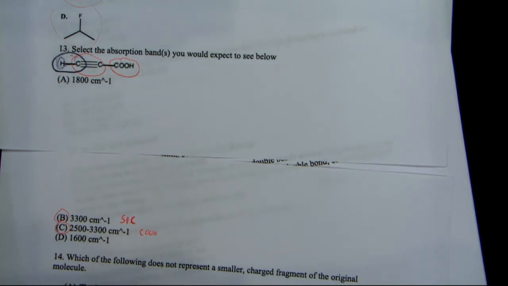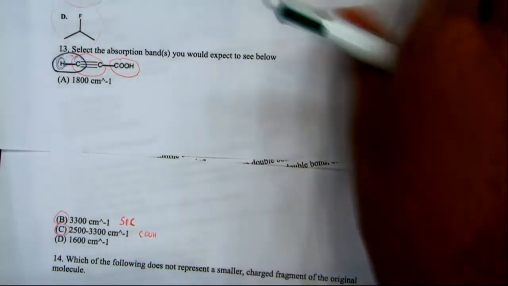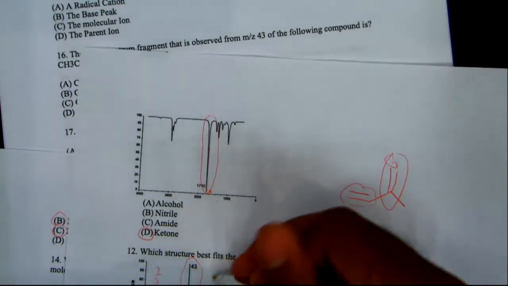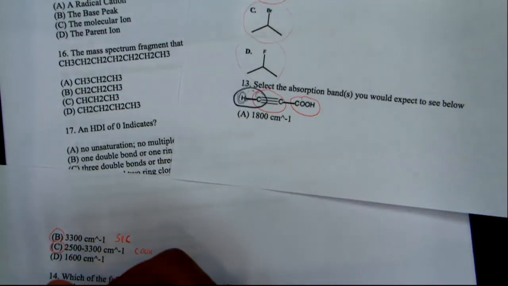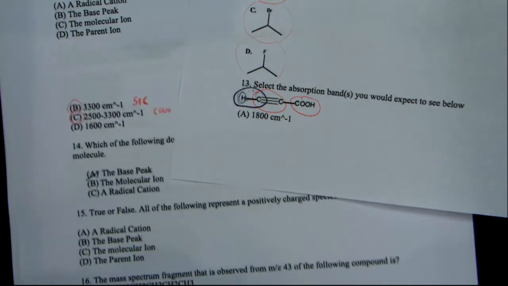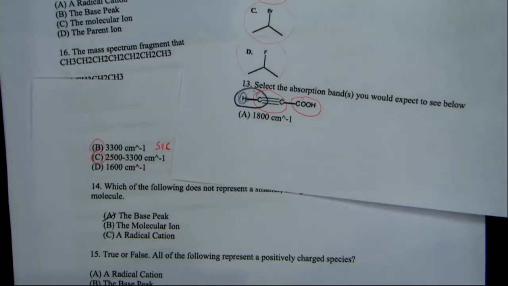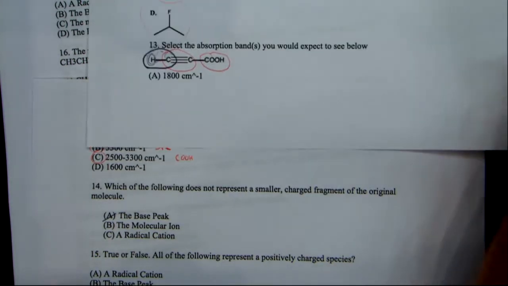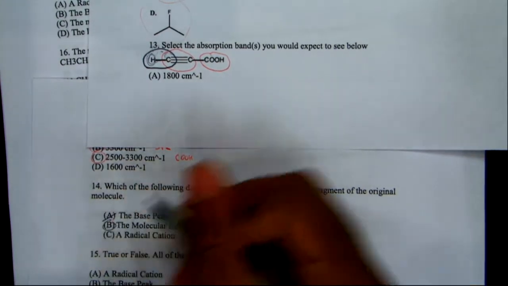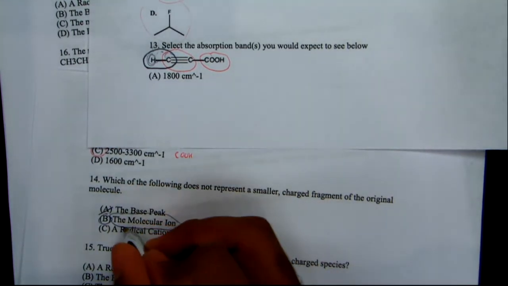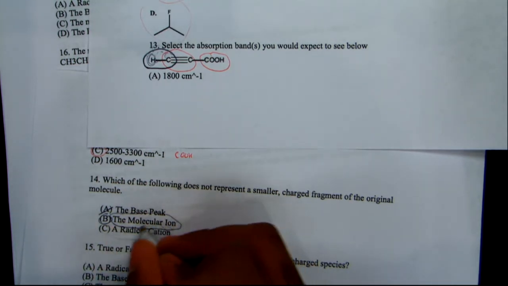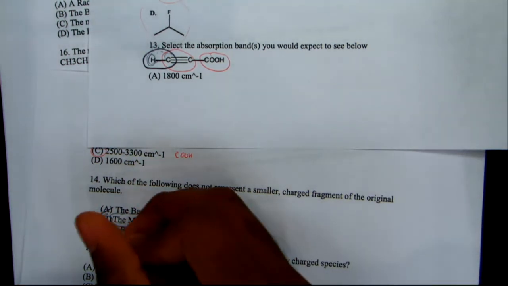Okay, so which of the following does not represent a smaller charged fragment of the original molecule? So base peak is going to represent not the entirety of the molecule. Base peak right here is still a positively charged fragment. So clearly that can't be the answer, choice 14A. Molecular ion, I already know this is the answer because it's literally just the total amount, the entire thing, it's not a fragment. So that's just the answer. And the radical cation is just radicals positively charged, cations positively charged, it's not an anion. So this is technically a fragment.